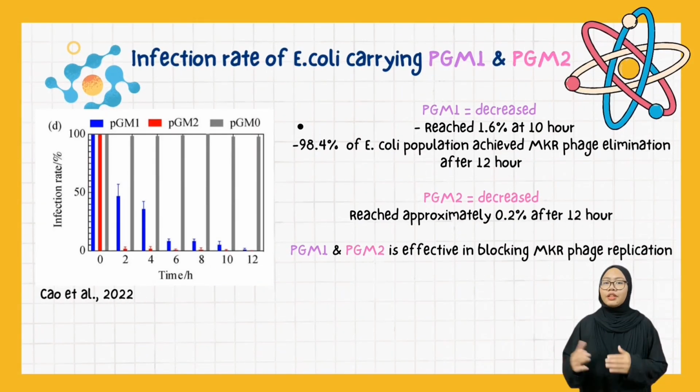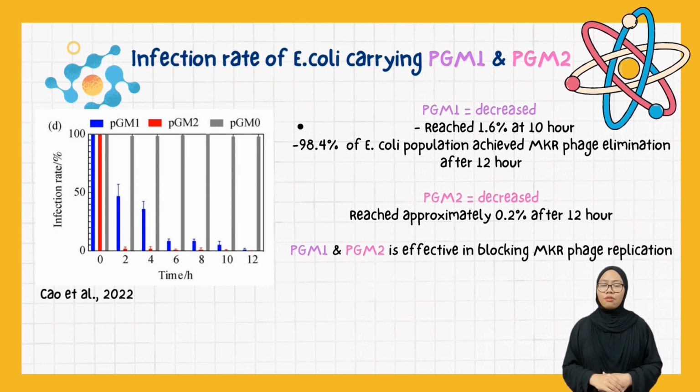This table shows the infection rate of E. coli by incubating the bacterial culture for 12 hours, where the E. coli recipient cells were infected with the MKR fish. And then the E. coli donor cells that contain PGM0, PGM1 and PGM2 were mixed with the recipient cells. As we can see, the infection rate of E. coli carrying PGM1 kept on decreasing until it reached 1.6% after 10 hours of incubation. The final infection rate of PGM2 carrying E. coli was around 0.2%, showing that both PGM1 and PGM2 were efficient at preventing MKR fish replication in vivo.